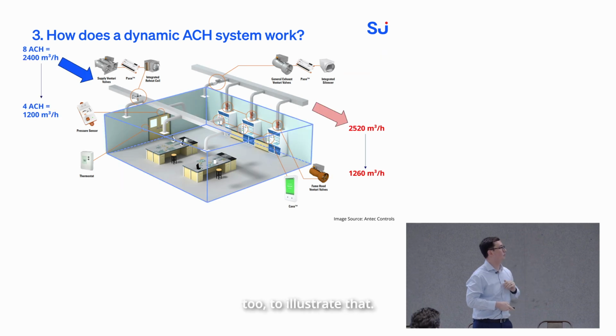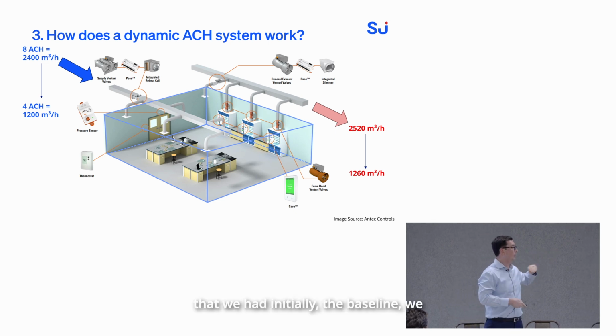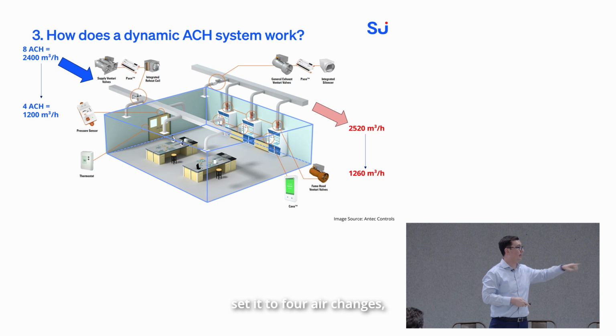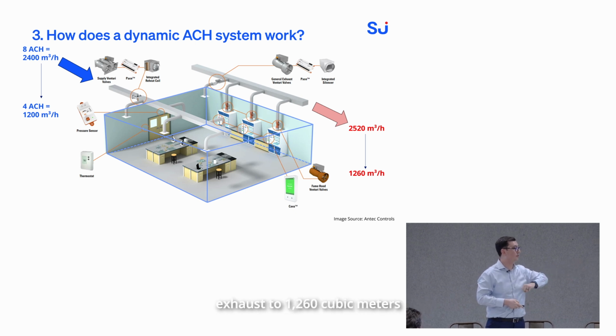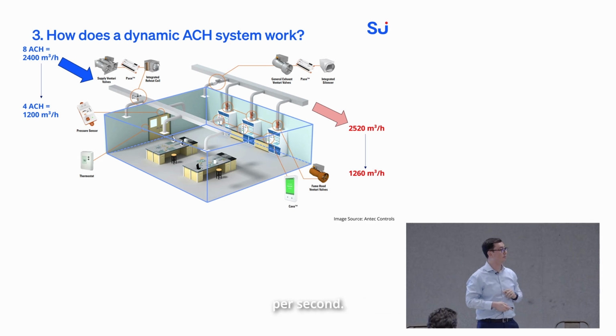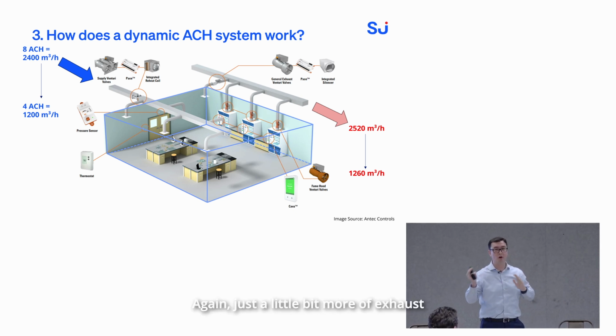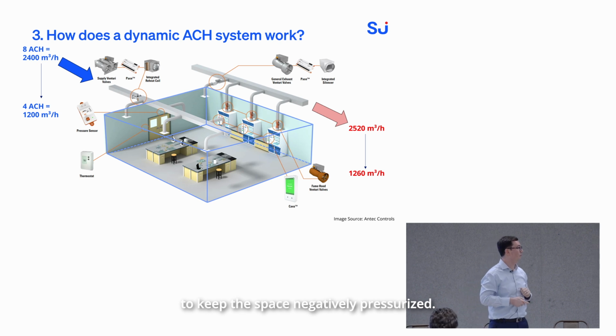This is the example to illustrate that. Instead of the 8 air changes that we had initially as the baseline, we set it to 4 air changes, and then we also reduce the amount of exhaust to 1,260 cubic meters per second. Again, just a little bit more exhaust to keep the space negatively pressurized.